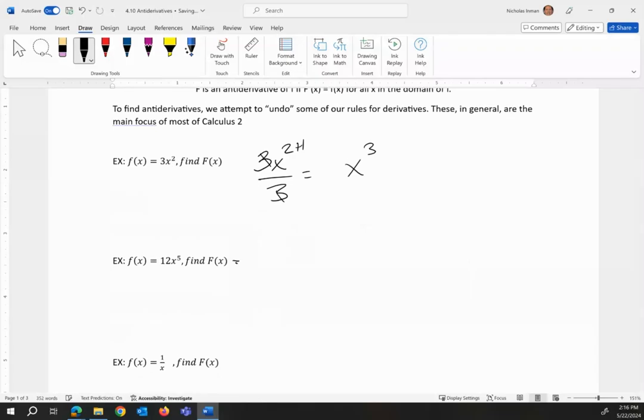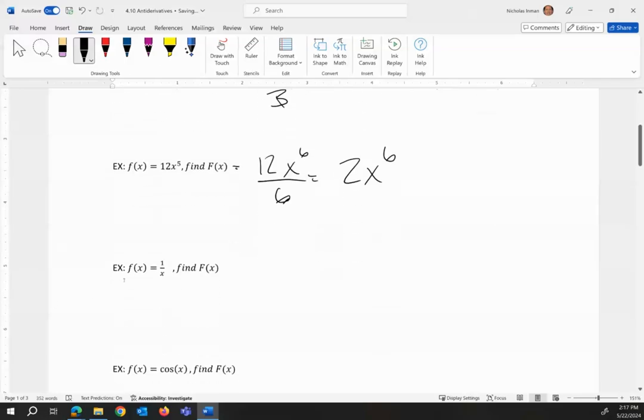Let's try another one. We have 12x to the 5th as the answer to a derivative. So for the original problem, we add 1 to the power and then divide by that new power. Now this should work out: 12 divided by 6 is 2x to the 6th. Let's check, does this work? 6 times 2 is 12, x to the 5th, yeah. So yes, that is the correct antiderivative of this problem.